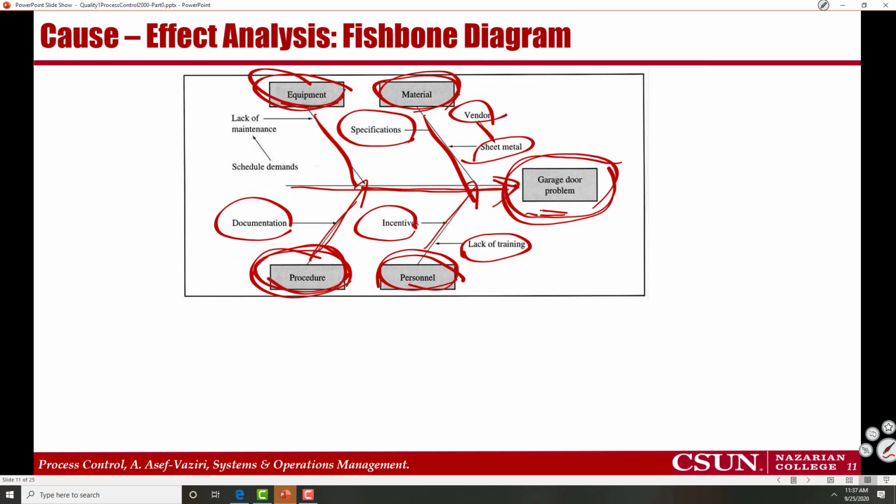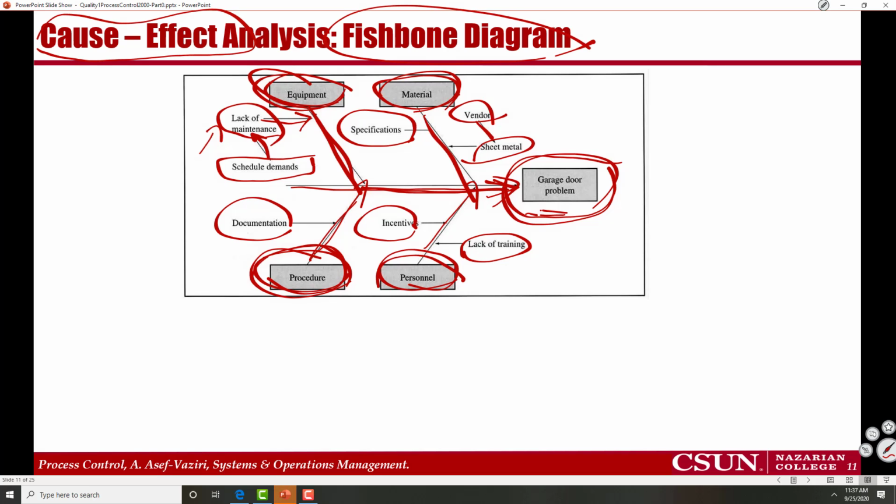Regarding our equipment, equipment is a source of the problem. Why is it a source of the problem? Because we do not have good maintenance. Why? Because we do not have a schedule to do these maintenances. This is a very useful diagram, cause-effect analysis or fishbone diagram.